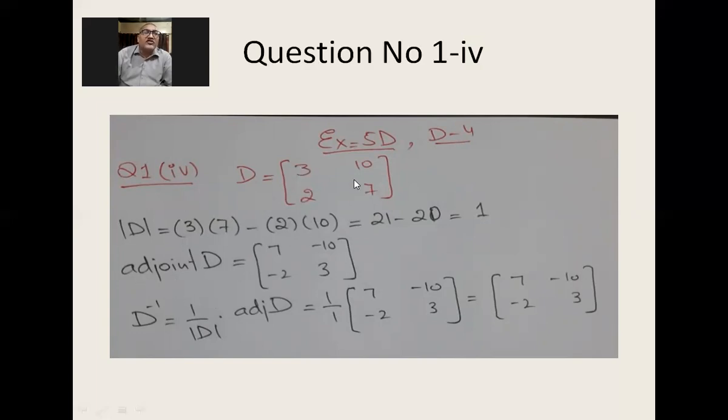For the adjoint of D, I will change the places of these two members along this diagonal, and for these two members along this diagonal, their signs will be changed. So the adjoint of D will be 7, minus 10, minus 2, 3. Then I will find the inverse. The inverse will be 1 by D determinant into adjoint of D. So it will be 1 by 1, and the adjoint is 7, minus 10, minus 2 and 3. So you divide or multiply with 1 by 1, so you get the same matrix. So D inverse is 7, minus 10, minus 2, 3. So this was question number 1 and its 4th part.